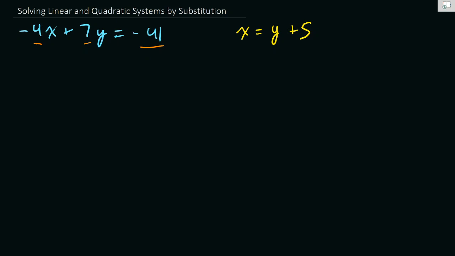Well, not that it would be, because we'd be dividing by 7, so it'd be 41 sevenths. I don't want to graph that. I hope you don't either. So let's just forget about graphing. Let's just solve this analytically.